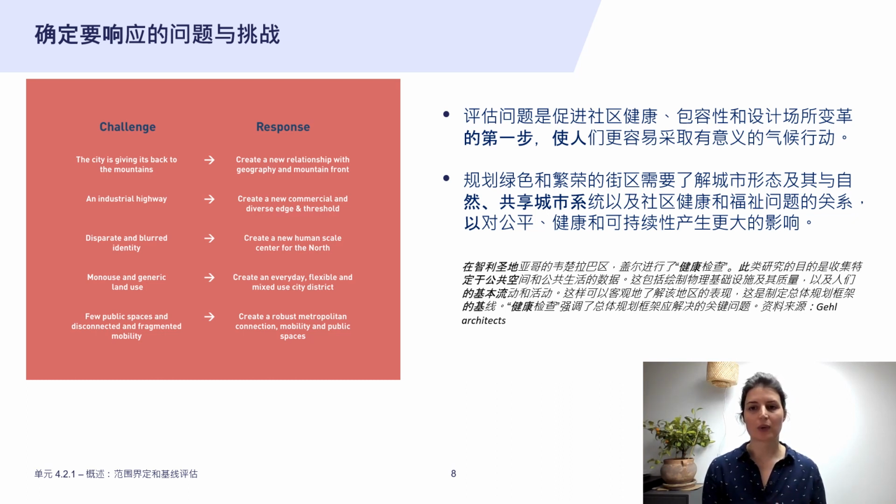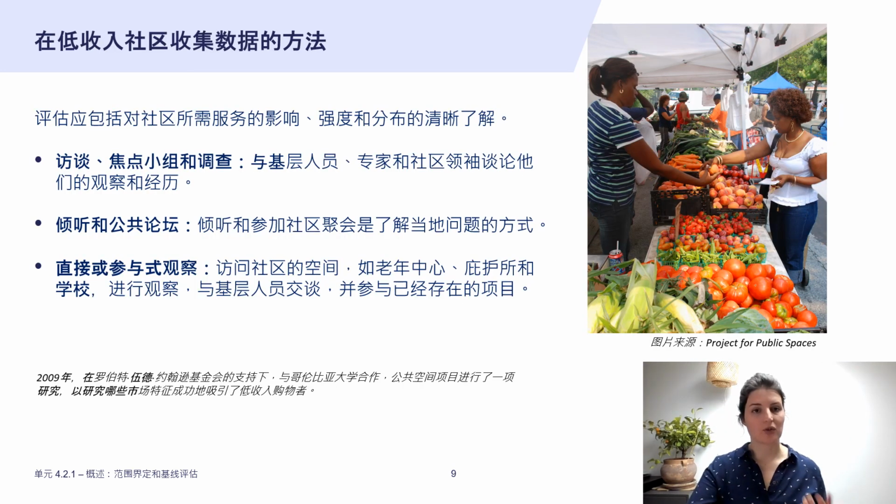Planning and designing green and thriving neighborhoods requires to understand city form and its relationship with nature, shared urban systems, and community health and well-being issues to deliver even greater impact on equity, health, and sustainability. The assessment should comprise a clear understanding of the impact, intensity, and distribution of services needed for the community. In low-income communities in particular, it is important to find ways to gather data and identify needs.